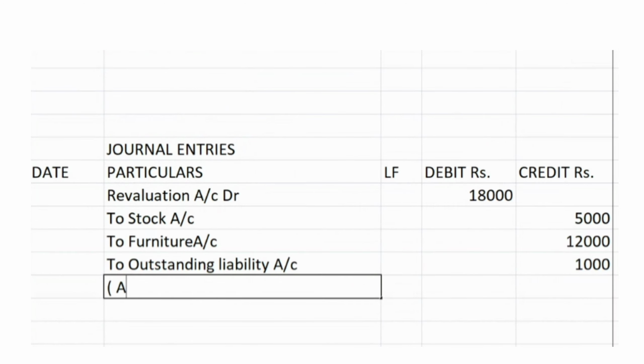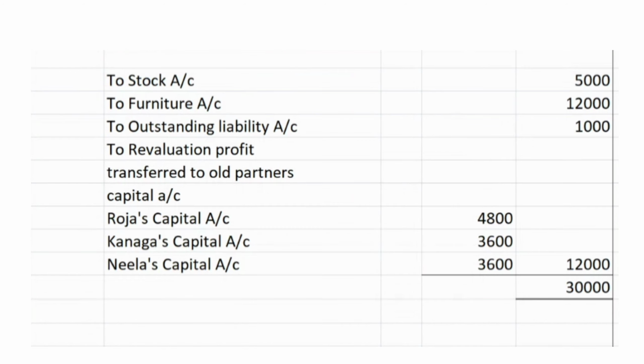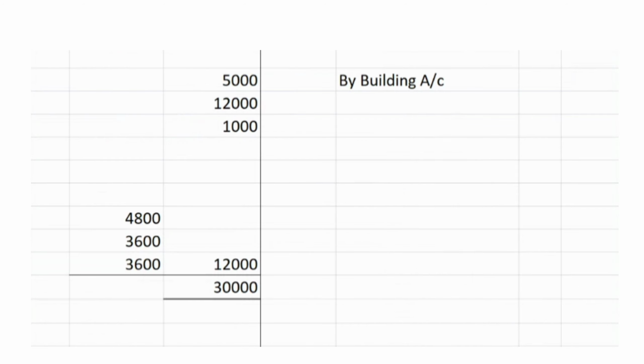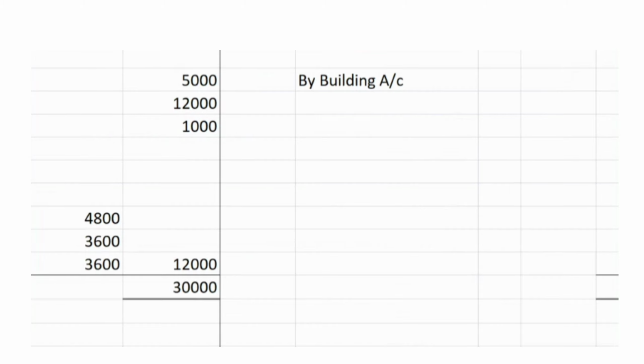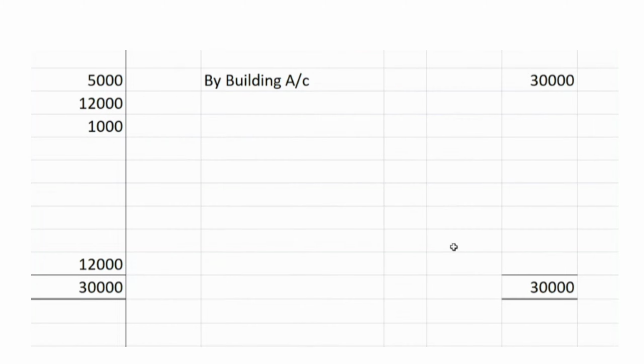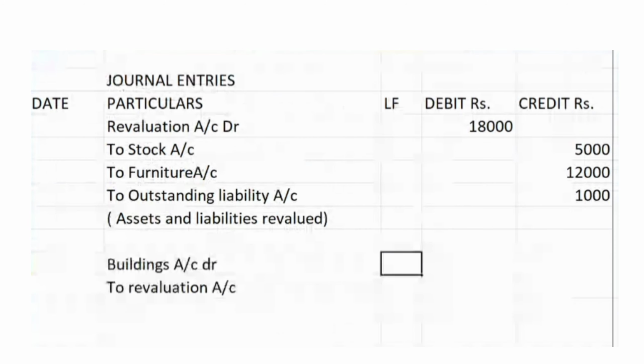Start from the credit side. On the credit side of the revaluation account, I've got only buildings. If the building is credited in the revaluation account, then in the journal it should be written in the debit. So buildings account debtor to revaluation account.